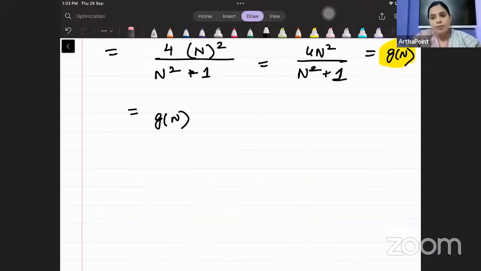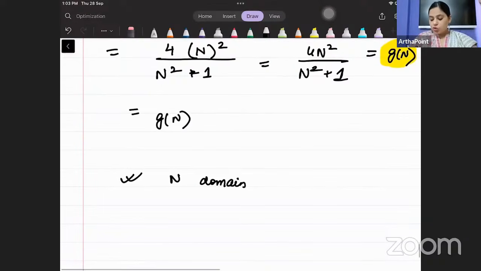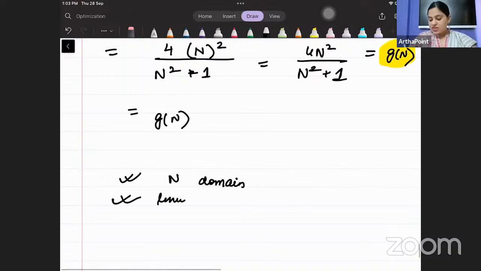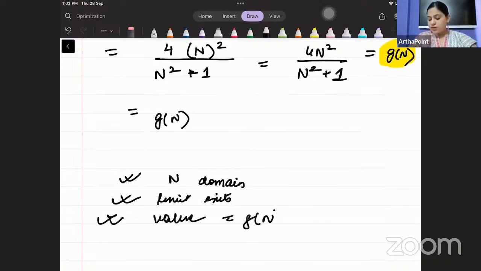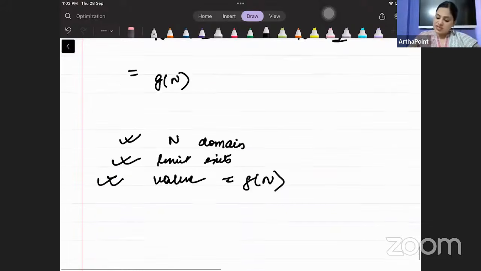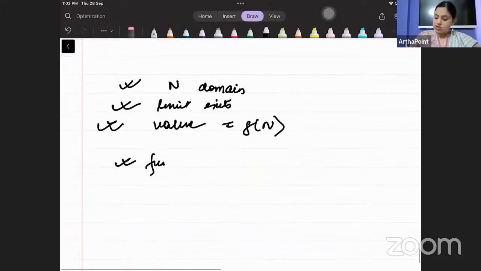So all my properties are satisfied. 1, n is in the domain. 2, limit exists. 3, it is equal, that limit is equal to the value of the function at n. So we can say that the function is continuous.